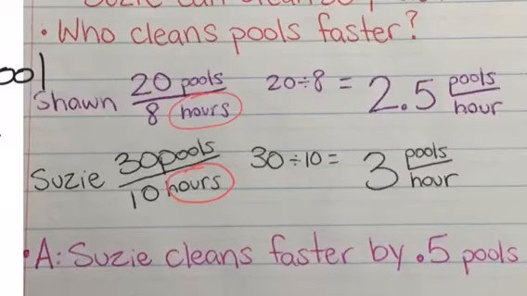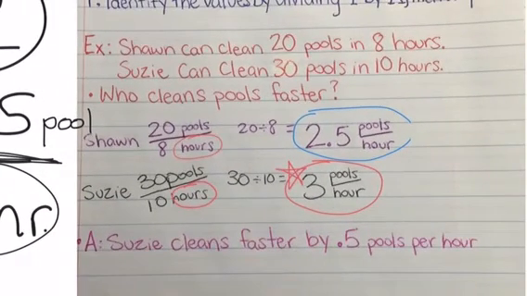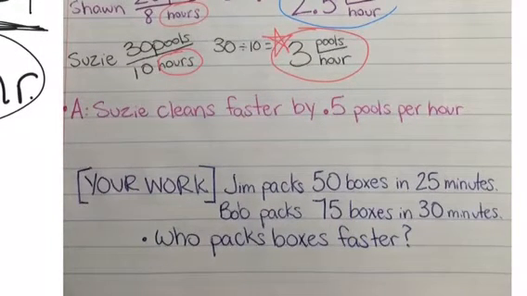So if we compare these two rates, 2.5 pools per hour, Susie does 3 pools per hour. If they both work for 1 hour, Susie can do more. So Susie cleans faster by 0.5 pools per hour. 0.5 is actually just 1/2. So Susie is faster by a half a pool per hour. Now, here's your work section. Go ahead and do that. Make sure, again, that your unit of time goes on the bottom.